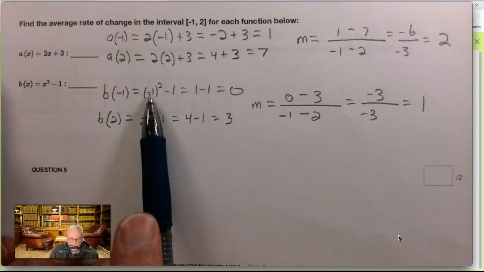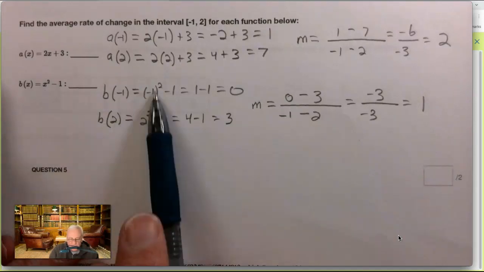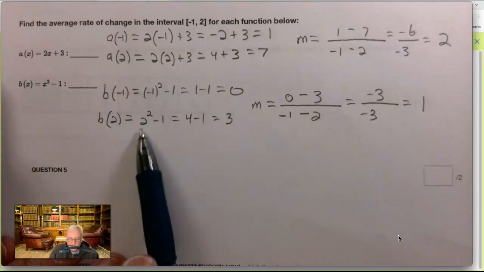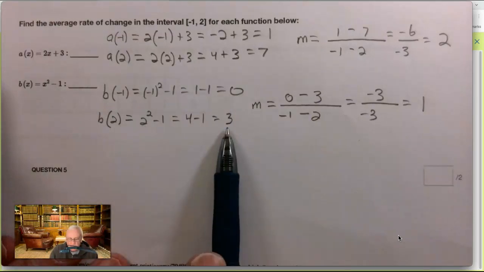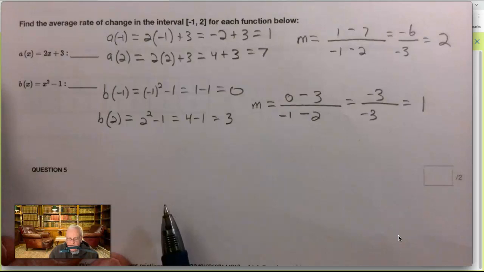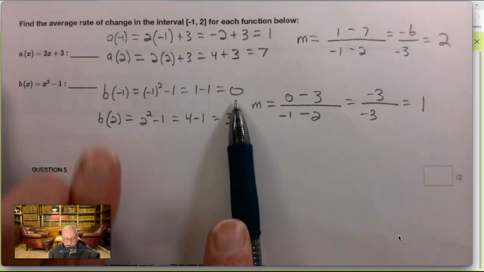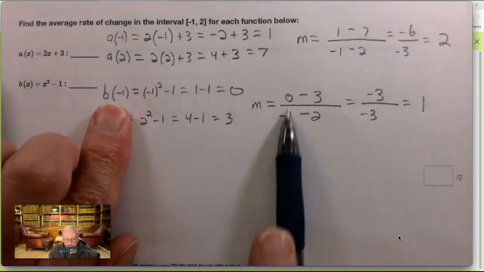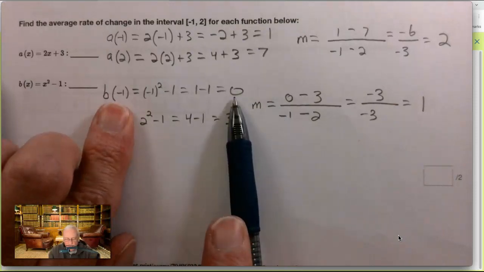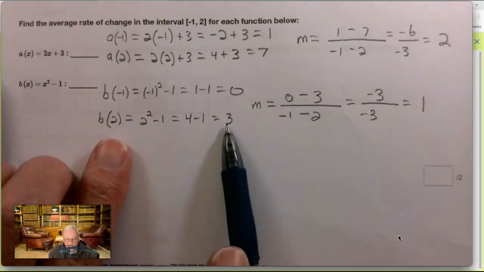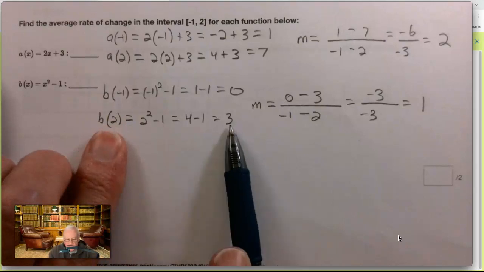So I plugged in -1 here. All we're doing is squaring it. Here I got 0. 4 minus 1, here I got 3. All right, so my one point is 0, -1. I put it right here. I'm sorry, -1, 0. I put it right here. The other point is 2, 3. I put it right here.